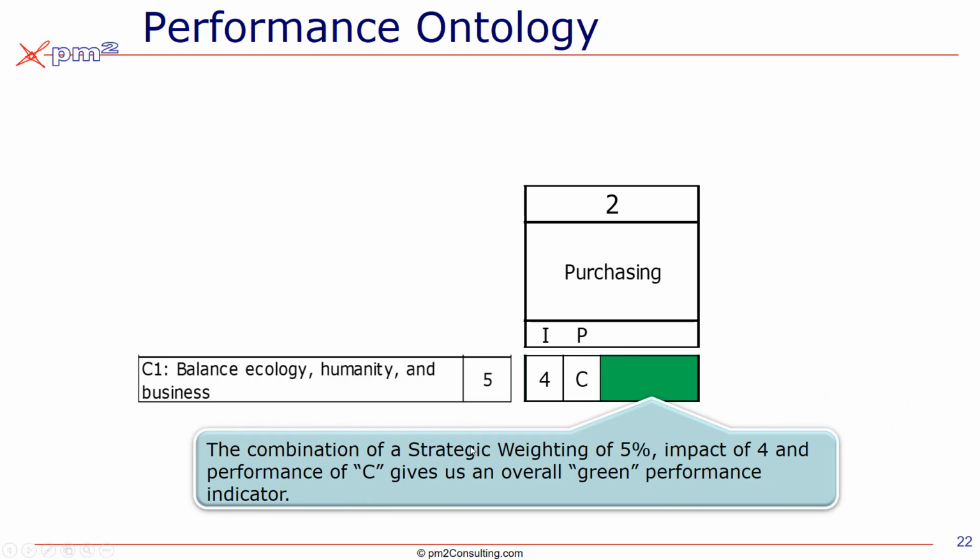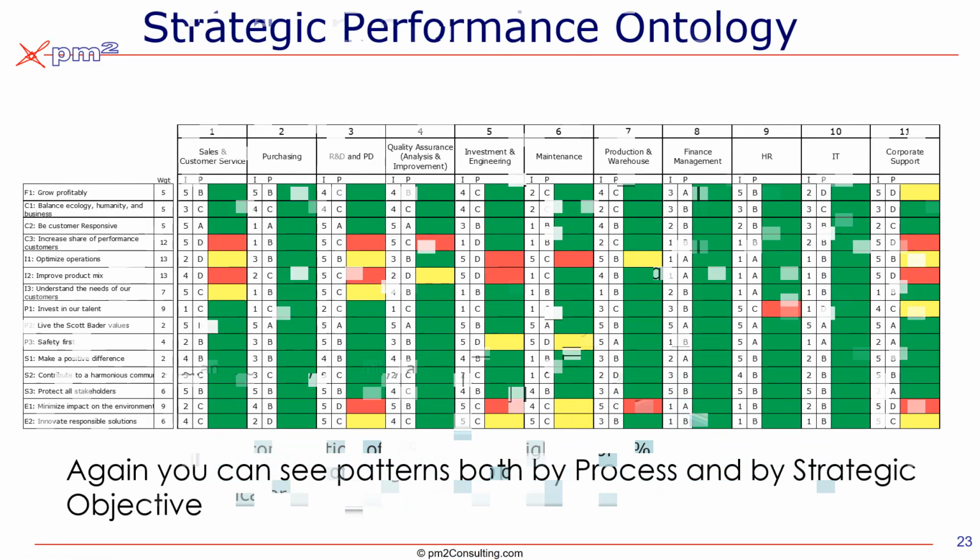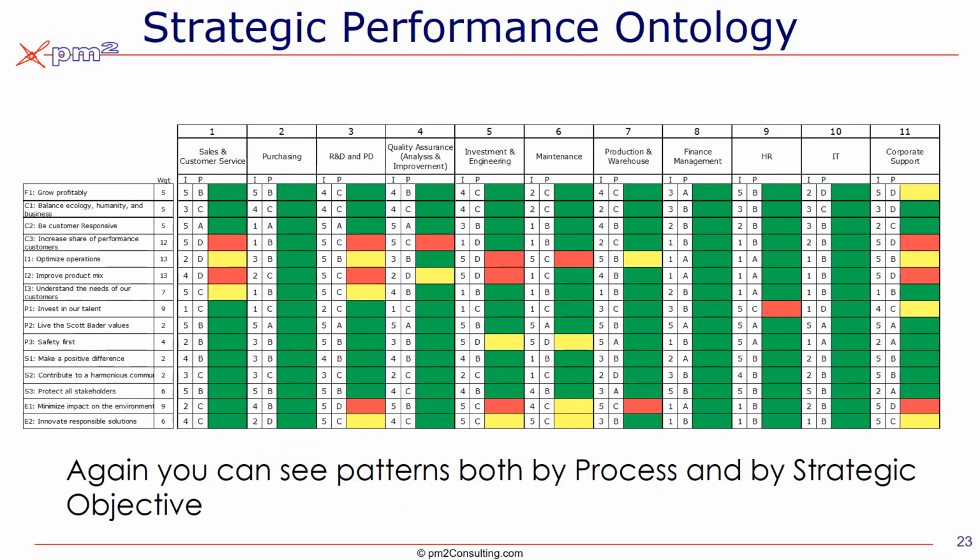So the combination of a weighting of 5, an impact of 4, and a performance of C gives us a green performance. That's okay. We don't need to worry about it, is what green means. So now when we go back to the full ontology, we quickly identify places where there are significant performance gaps based on the impact and the weighting of that objective.